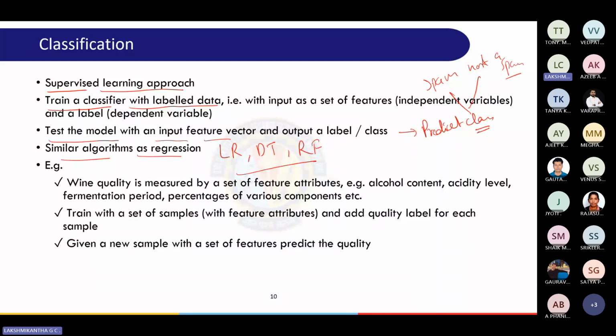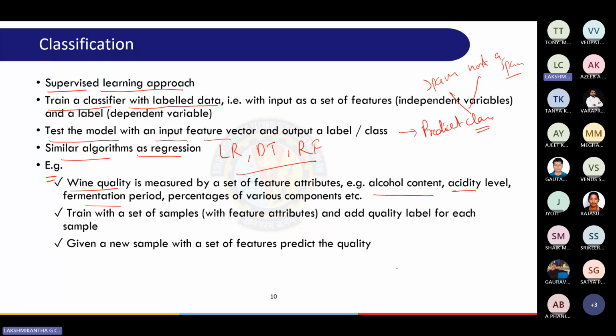Look at the example given here. What is this example, guys? This is on wine quality. Wine quality is measured by a set of features, attributes, right? So we are going to take alcohol content, acidity level, and sweetness of the alcohol and fermentations. We are going to consider fermentations. So that is the outcome, good or bad. All these features we are going to consider in this example.